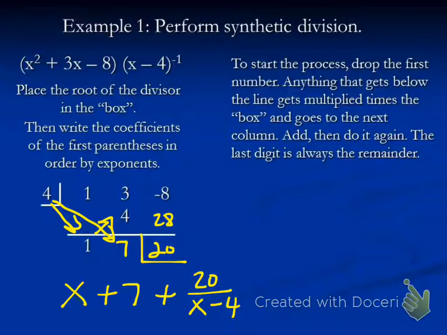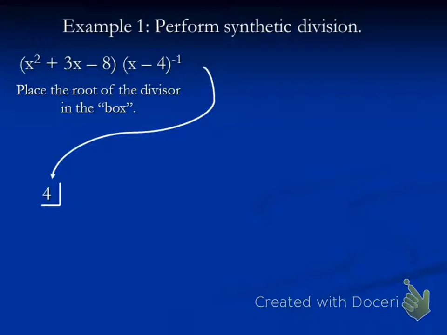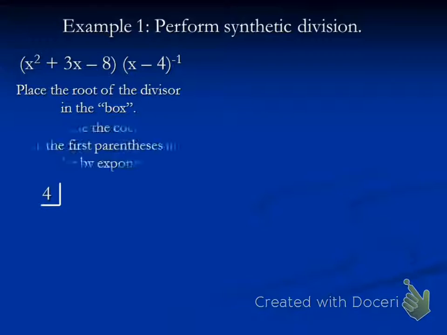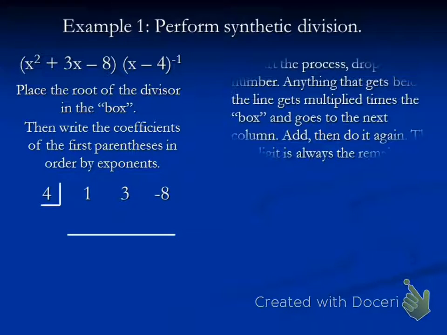Okay, so let's just back up several steps on this PowerPoint slide, and let's talk through the process again. Start by drawing a little box. Put the root of the divisor in the box. So x minus 4 has a root of positive 4 because x minus 4 equals 0 when x is 4. Okay, put the coefficients of the dividend. This is the dividend, the part that I'm dividing. The coefficients are 1, 3, and negative 8. Skip a line, draw a line, and bring down the first term. Then we multiply and add.